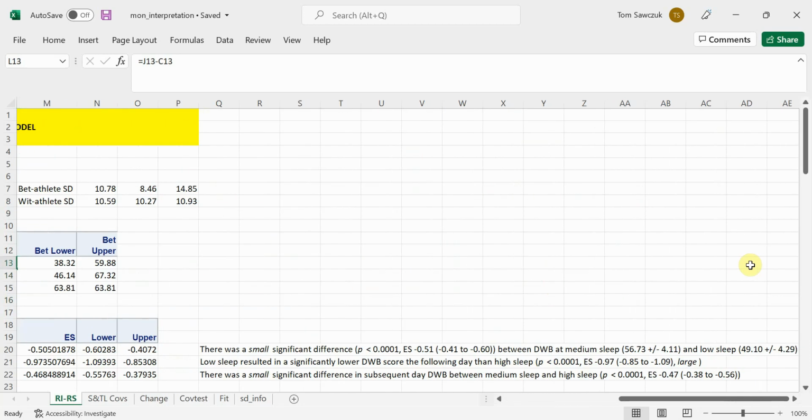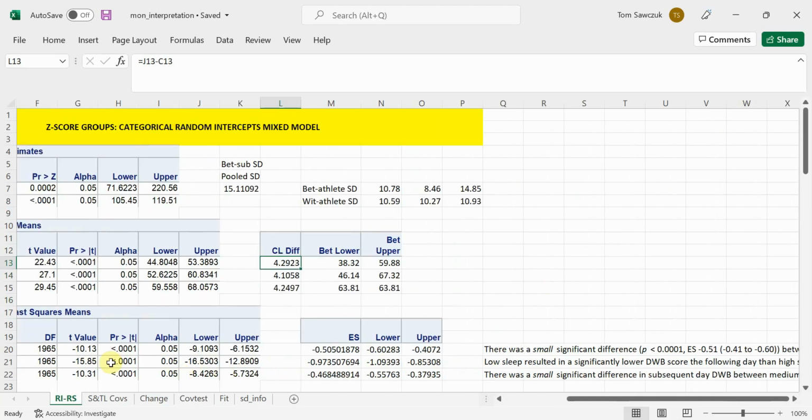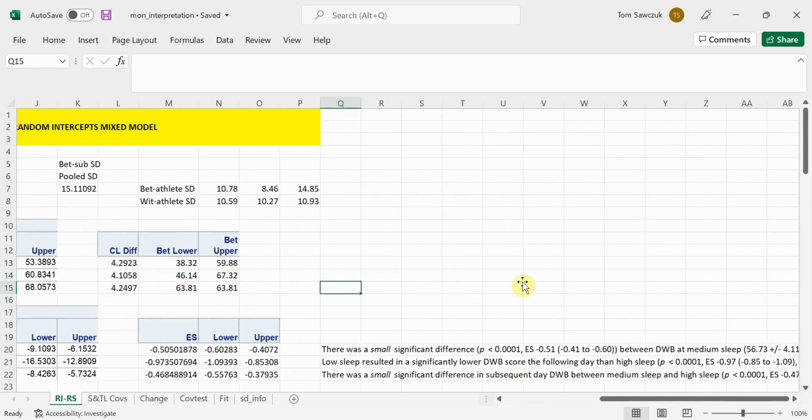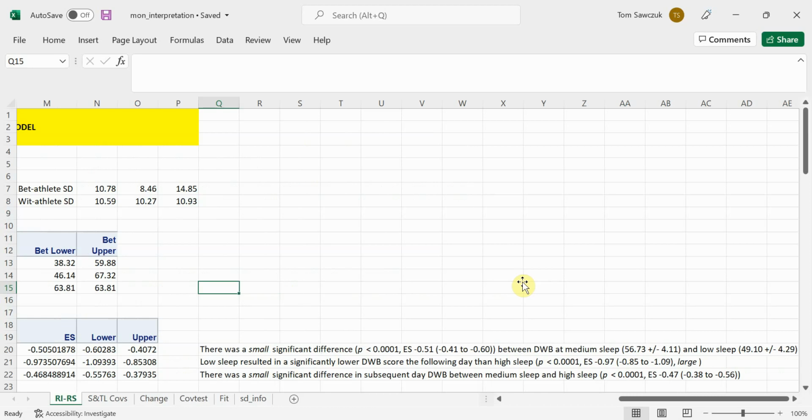And it just gives a full picture of what's going on. Similarly, we could do the same for low sleep. So again, low sleep is a significant difference, and then the effect sizes are here. This time I haven't used the least square means, but you can if you want to. So low sleep results in a significantly lower daily well-being score the following day than high sleep. That was a large difference.